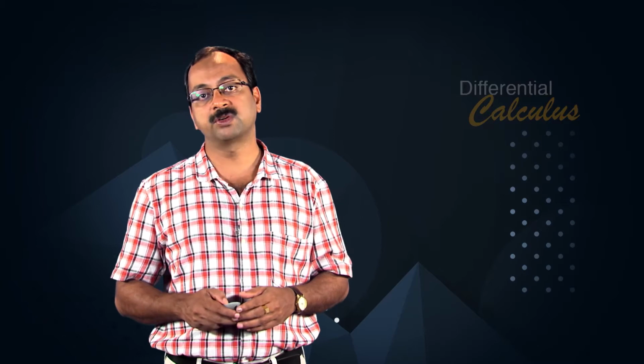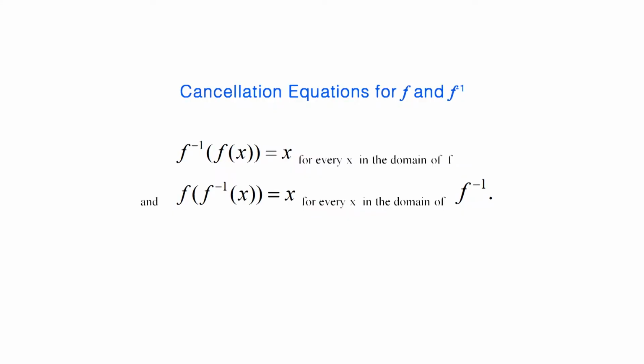In the definition of inverse of a function, we have used two different independent variables x and y for f and f inverse, but there are occasions on which it is desirable to use the same independent variable, say x, for both. Hence, with the notation of the inverse of a function, if f has an inverse, then f inverse of f of x equal to x for every x in the domain of f, and f of f inverse of x equal to x for every x in the domain of f inverse.